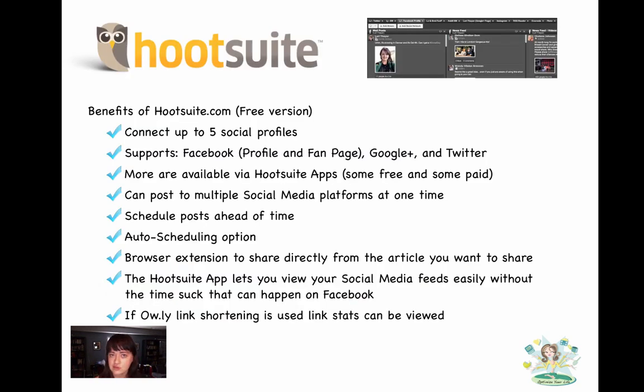The benefits of Hootsuite, the free version, is you can connect up to 5 social profiles. It supports Facebook, the profile and the fan page, Google+, and Twitter. And more are available via Hootsuite apps. Some are free, some are paid. You can post to multiple social media platforms at one time, and you can schedule posts ahead of time. There's also an auto-scheduling option where Hootsuite will choose the times that your posts actually get published.